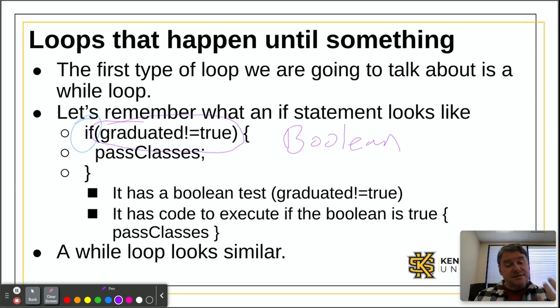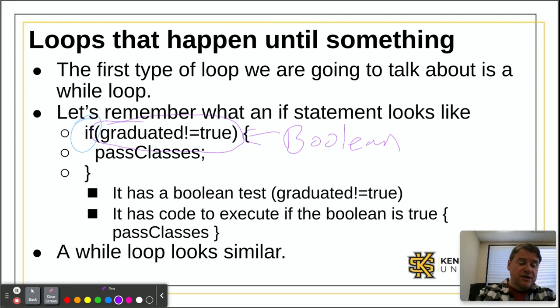So it could be 7 greater than 3. It could be A equal to A as characters. It could be a string dot equals another string. It could be, in this case, literally a Boolean. Graduated is a Boolean, so it's either going to be true or false, and I'm checking if graduated is not equal to true. But whatever it is, this must be a Boolean.